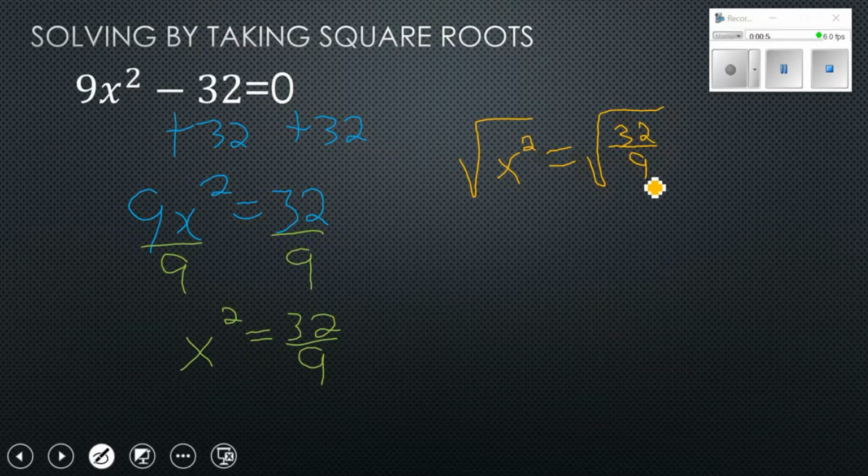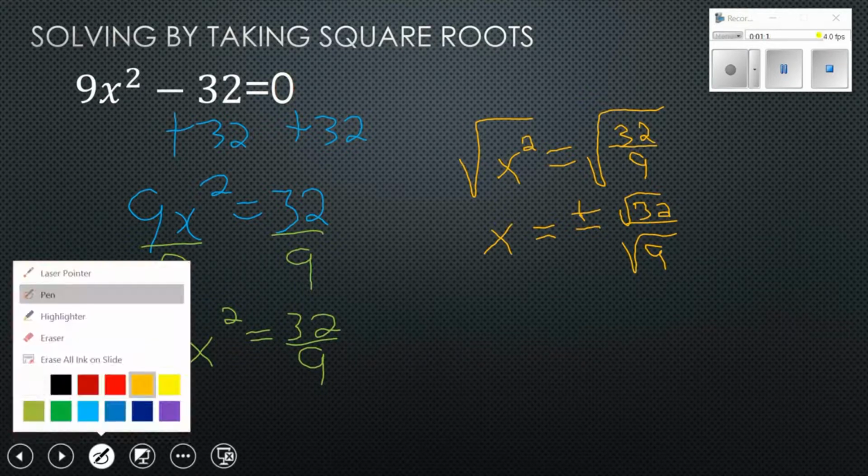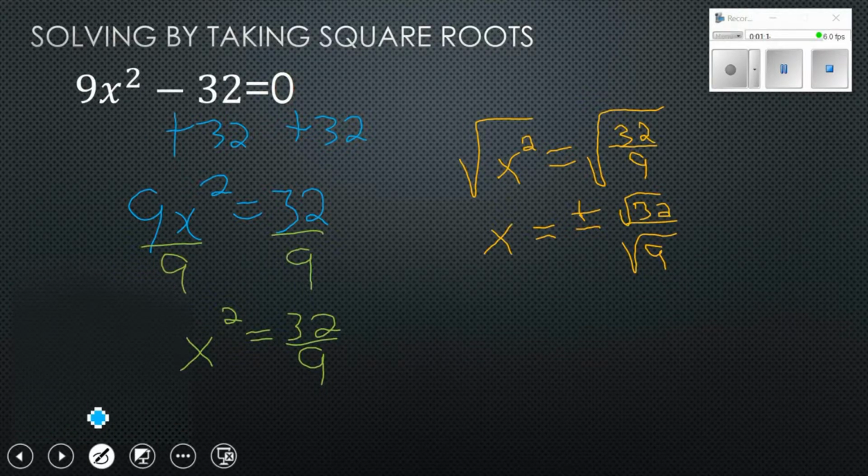And remember, for square roots, when we're dividing on the right side of this equation, we can actually split this into two parts. So we're going to get x equals, now don't forget your plus minus, and we have the square root of 32 over the square root of 9. And the reason we split that, as you can see, is the square root of 9 works out nice and even. It's going to be plus or minus 3.